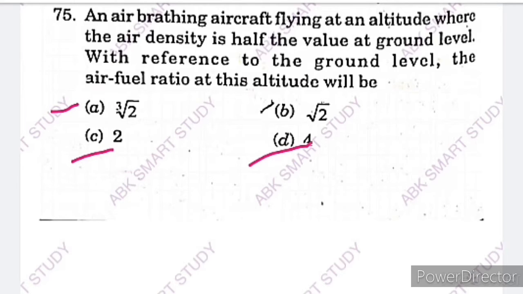So an air breathing aircraft flying at an altitude where the air density is half the value of ground level. Then with reference to ground level, the air fuel ratio at this altitude will be root 2. That is option B. So here option B is the correct answer for the question. Next question.